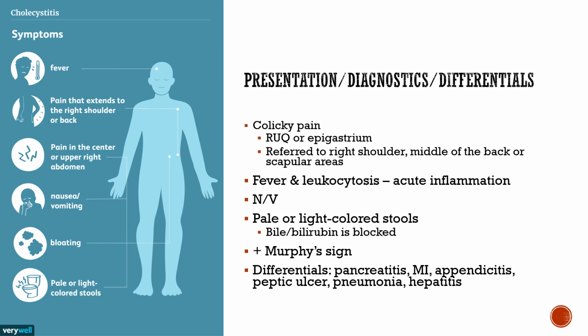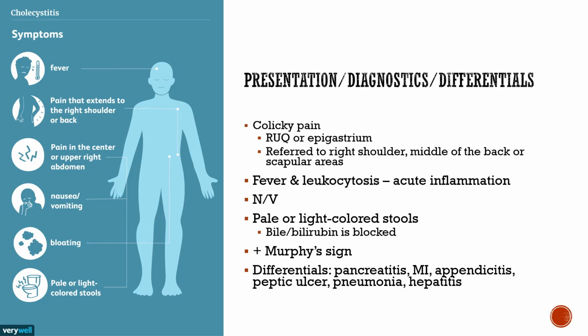Gallbladder pain is typically colicky. That means it comes and it goes, and it generally comes and goes with either the circadian rhythms or after eating. It is in the right upper quadrant or the epigastrium. Often the pain will be described as moving from that area of the epigastrium straight through to the middle of the back or into the scapular region or into the right shoulder.